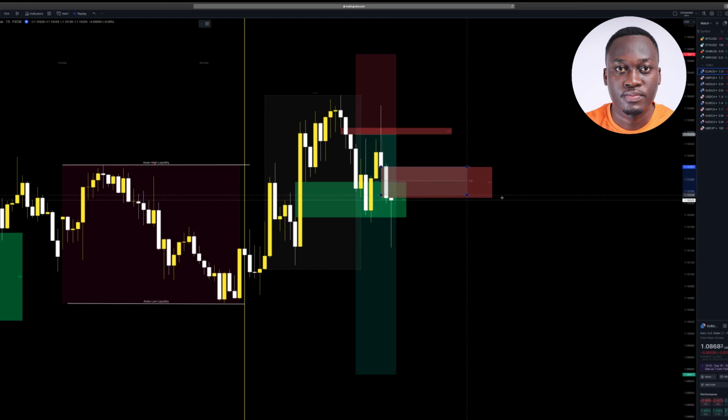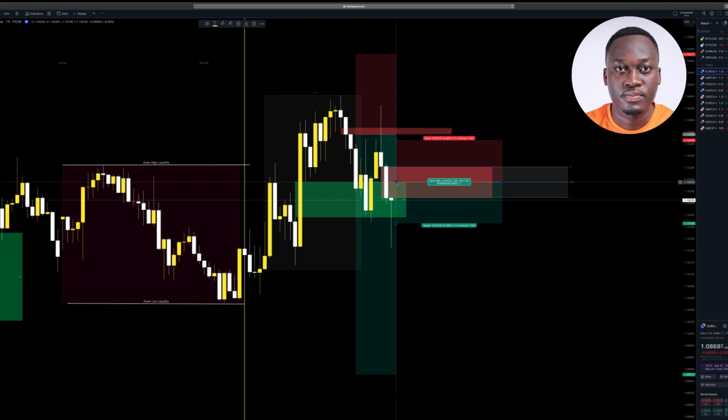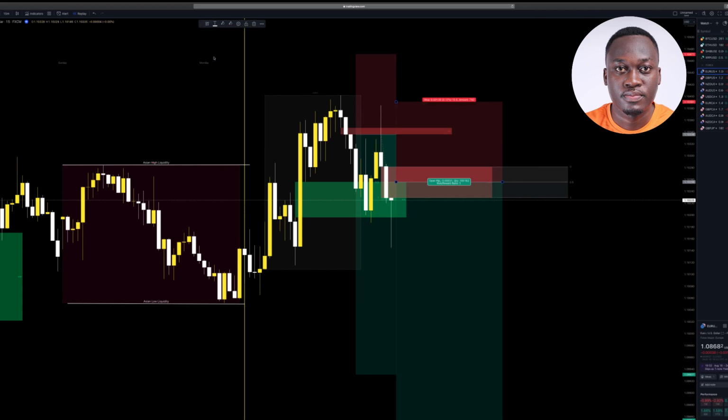Okay, so we take our gun too, and then we mark out our 50%. Okay, and this 50% is where we are going to put our sell limit entry. And all we are saying is that this market, if it's able to pull back to this level, it should activate us. And then we go for a 1:3 risk to reward.